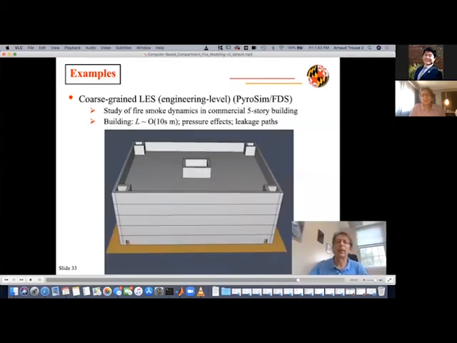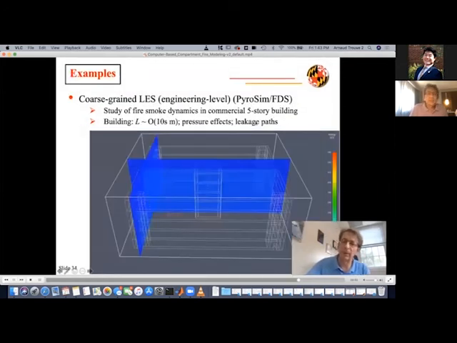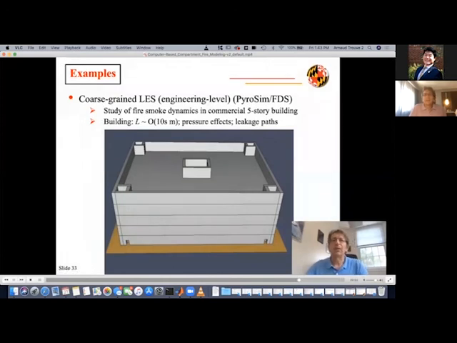And finally, my last example is an example looking at an FDS simulation. This is now a coarser level simulation that is closer to what a CFD engineer would do in the field. So it's a simulation that is more representative of practicing fire protection engineers. We are looking at smoke transport here in a commercial building. So our domain now is very large.